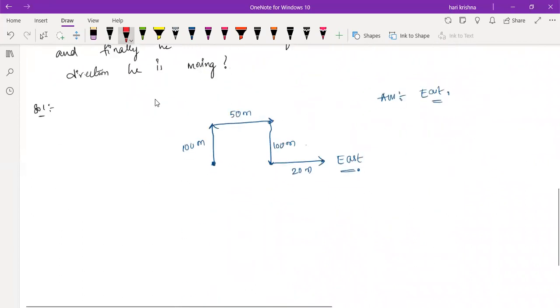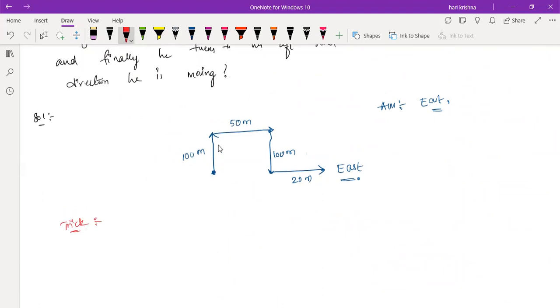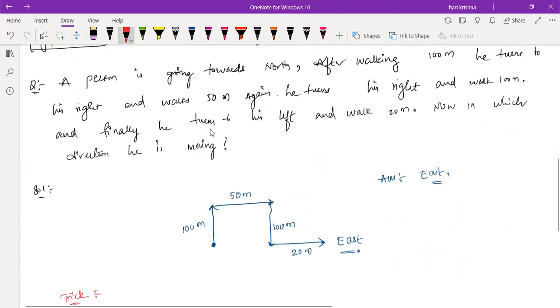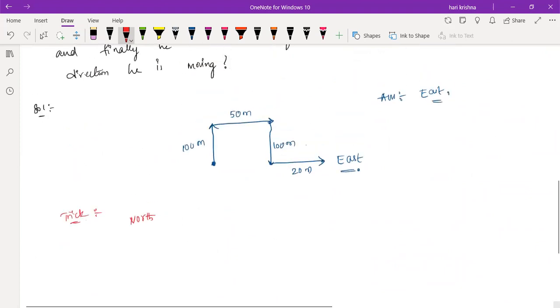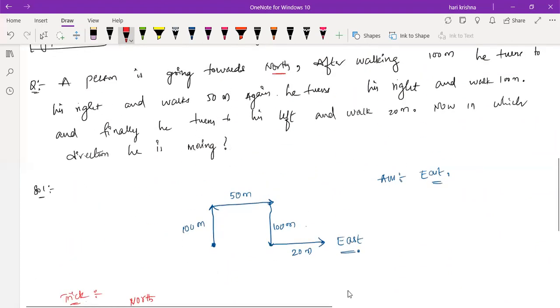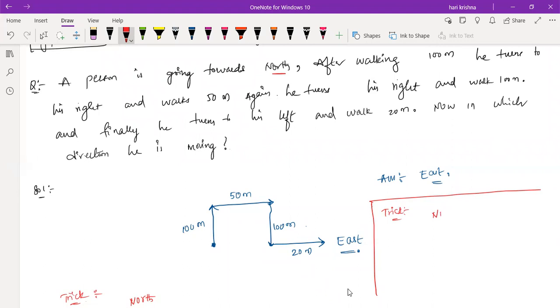Just take the first direction, the initial direction. What is the initial direction? The person is moving towards the north, right? So we have to take the initial direction itself here. North. I'll explain the trick here itself. First, initially the person is moving towards the north. So we have to take the north here.